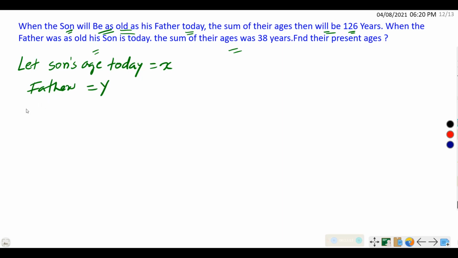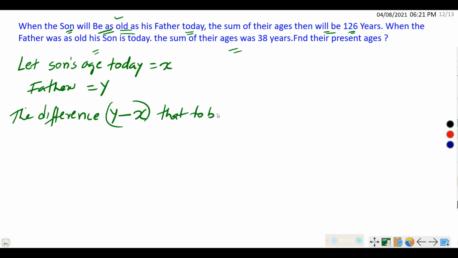Let me write in detail, then it will be easy for me to explain or you to understand. The difference between father's age and son's age as on today must be y minus x, and it will be always same. Difference will remain same throughout life. दोनों को साथ में बढ़ेगा, साथ में कम हो जाएगा. So difference is y minus x. Please note that.